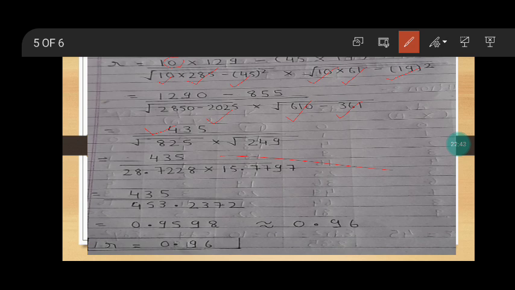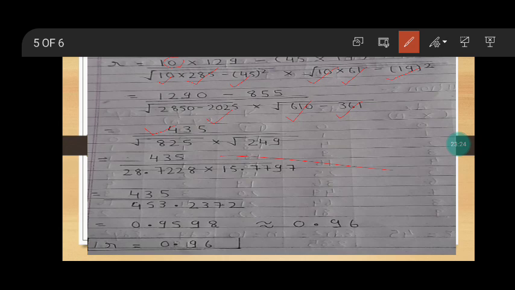Okay, then in the next step we will write 435, and then we will solve these square roots. So square root of 825, how are we going to solve the square root of 825? You will write 825 in your calculator and then you will place the sign of under root in your calculator. So you will get the value of under root of 825 or the square root of 825.